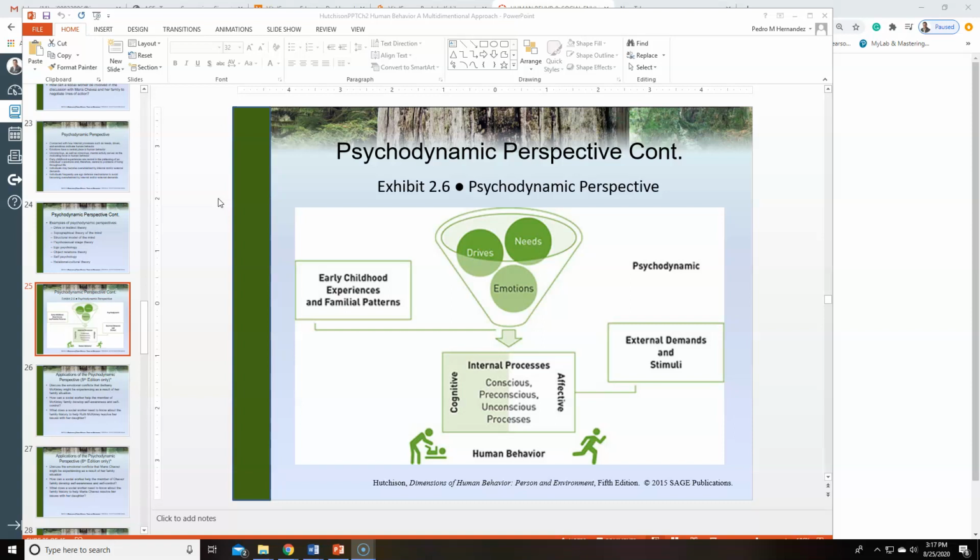The psychodynamic perspective really involves the internal processes that involve our needs, our drives, and our emotions, which not always is something that we can consciously deal with. If we look here, we have conscious, preconscious, and unconscious processes. So sometimes, why did we react that way? I know I'm not giving you necessarily a good example, but that's on purpose because I want to be more general, I guess.